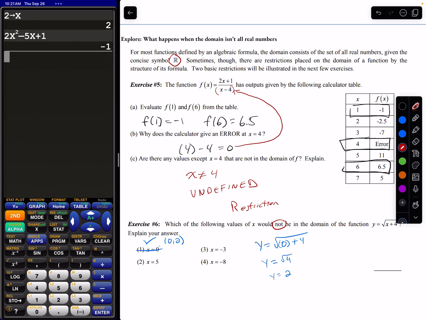Right? So if I try to substitute in -8, let's take a look at that. So if I've got y equals the square root of -8 plus 4, you're going to see y equals the square root of -4, and then that does not exist. This is a non-real solution. Okay, it's a non-real solution. Remember, 2 times 2 is 4. And then -2 times -2 is also +4, right? So that's going to give us a non-real solution. So that will also give you an error on your calculator, okay?